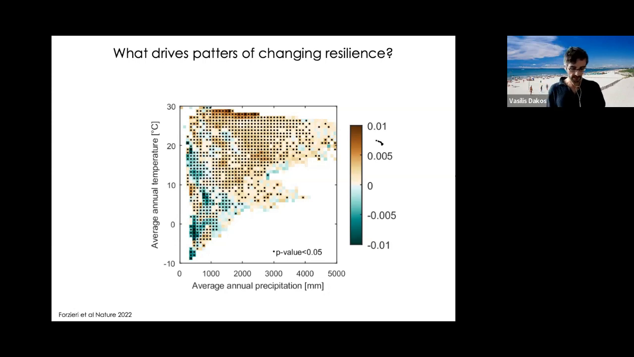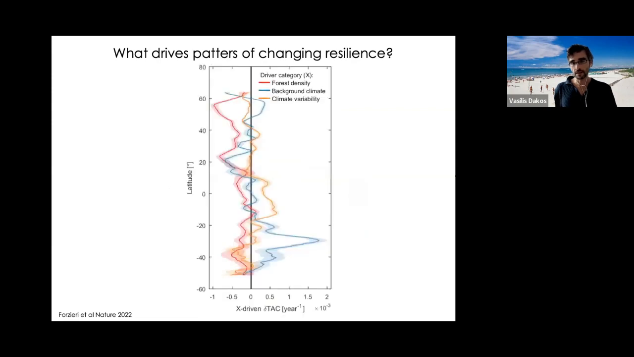Also, when we try to look at some drivers that are affecting changes in autocorrelation across the latitude, we had 3 potential drivers. One was how much forest is actually there, which is also a proxy of forest degradation. The other one was the background climate, and the third one was the climate variability.